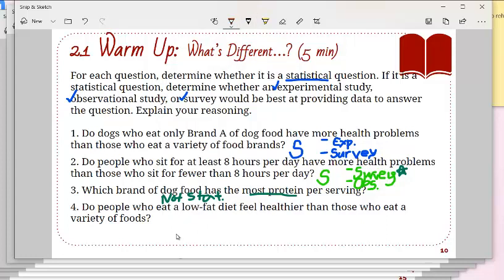Okay. Last but not least, do people who eat a low-fat diet feel healthier? Ooh, there's that key word right there, feel. Feel healthier than those who eat a variety of foods. This is a statistical, there's no right and wrong answer to this. I can't say definitively that this amount of fat in your diet is the way to feel healthiest. It's going to be different for different people. And because I'm looking for how people feel or for their opinion, I think a survey is going to definitely fit best for this one.